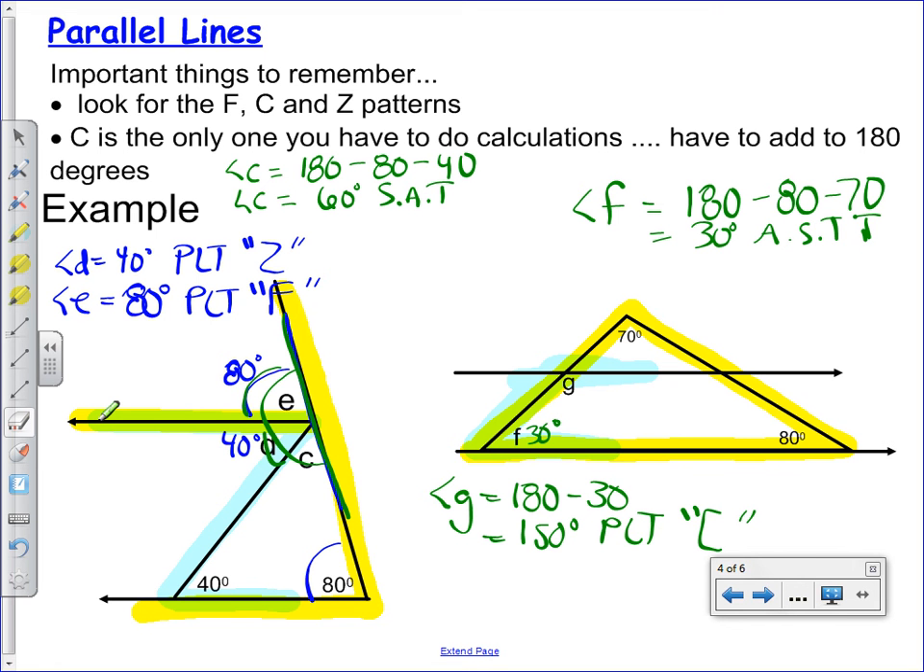Okay, lots of different ways to do these questions. Anyone still need this up?